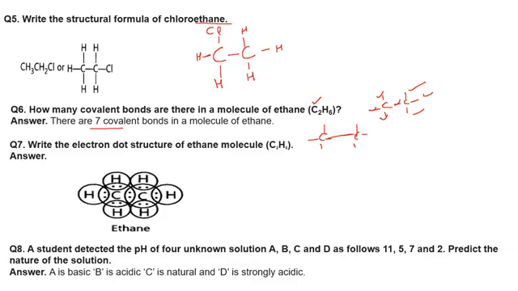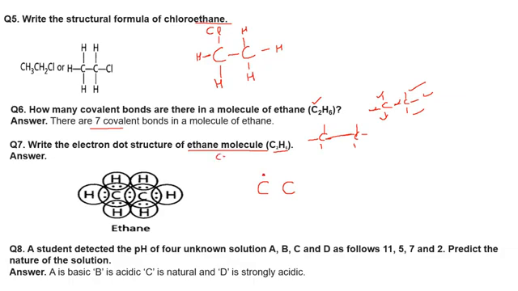Next question: write the electron dot structure of ethane molecule. First, what is the formula of ethane? C2H6, right? To form the electron dot structure of ethane, because there are 2 carbons, you draw 2 carbons a little closer to each other, because you have to draw a circle around it. Then we know the valency of carbon, that means the valence electrons in carbon. There are 4 valence electrons.